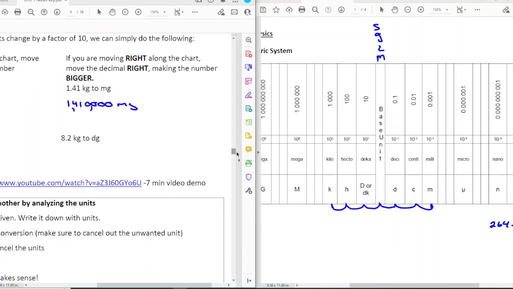Go from kilograms to decigrams this time. So 1, 2, 3, 4 places. 1, 2, 3, 4.